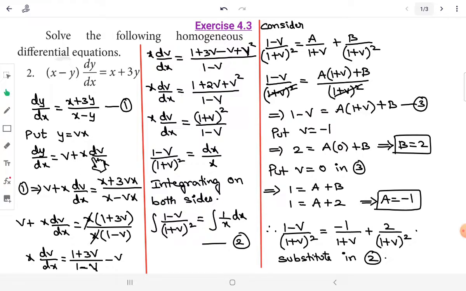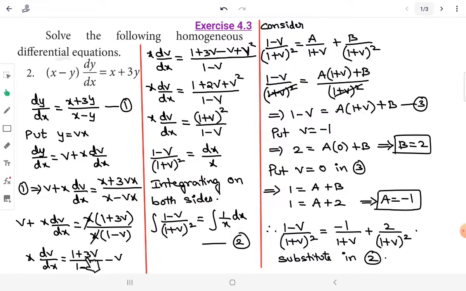So v plus x dv by dx is equal to x, you write down as it is, plus 3 into y. y is nothing but vx, so write down vx in y place. Similarly in the denominator also, in y place write down vx. Now clearly I can take x common in the numerator and x common in the denominator. So after taking x as common, cancel the x terms. Now this v, whatever you have, you take it to the other side, it becomes minus v.